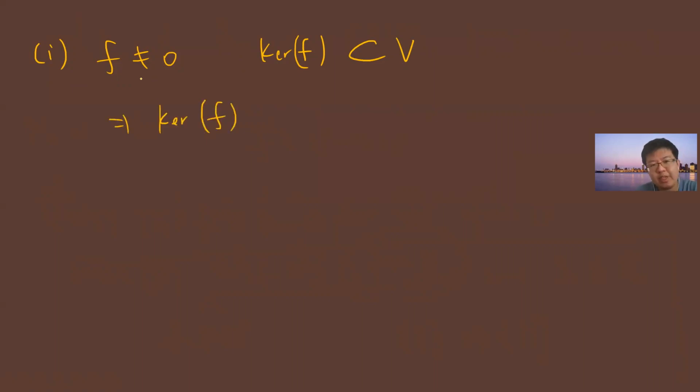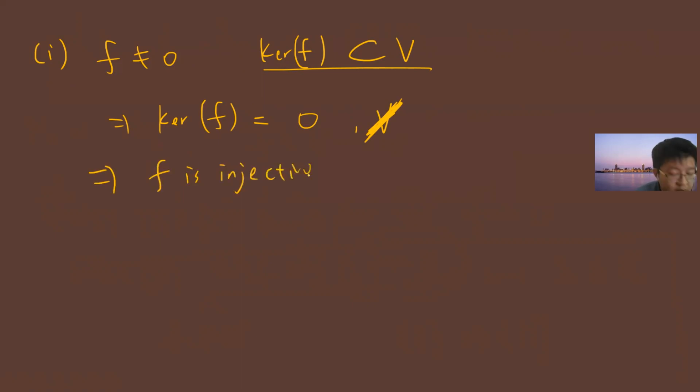So 1 says that F is isomorphic or 0. Suppose F is 0, then we don't have 2. So suppose F is non-zero. We know from the previous video that kernel F is a sub-representation. Since V is an irrep, kernel F can only be 0 or V. But F is non-zero, so the kernel cannot be the whole vector space. So you prove that F is injective.